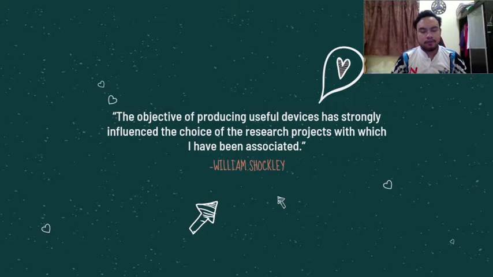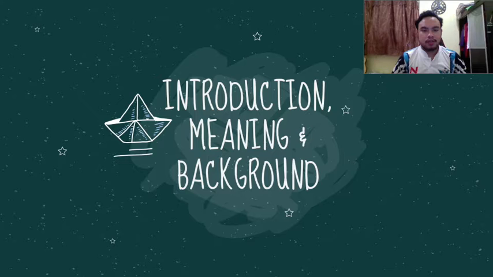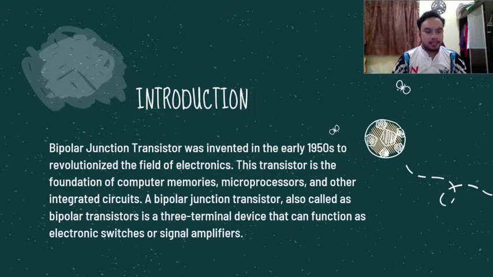So this is the quote from the famous William Shockley, who is the inventor and creator of the bipolar junction transistor. The quote is: the objective of producing useful devices has strongly influenced the choice of the research projects with which I have been associated. So let's move on to the introduction, meaning and background. The introduction is as below.